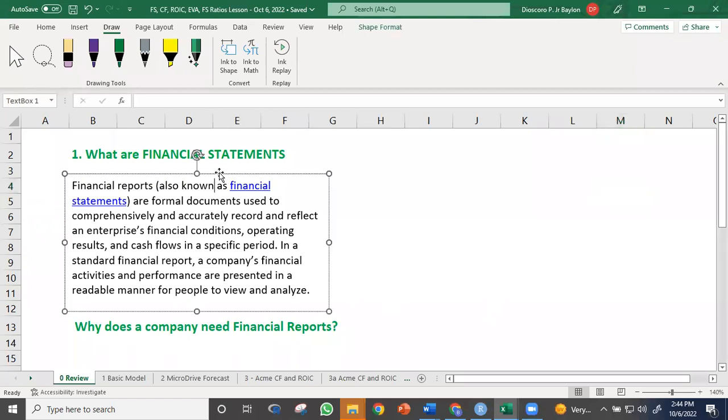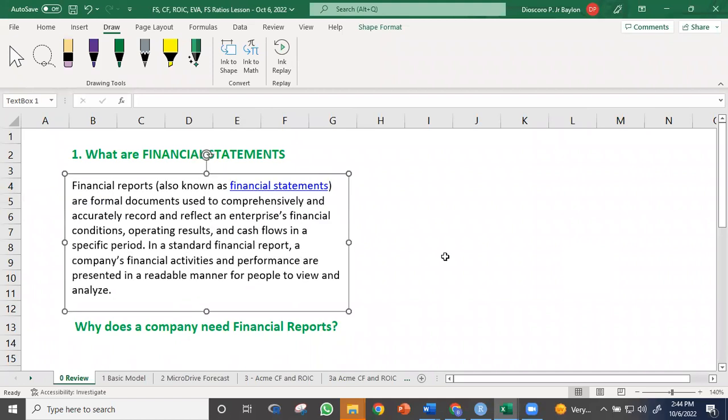Now, to the question, what are financial statements? I provided here an answer. There could be other answers, but the idea behind this answer captures everything about financial statements. They're also called financial reports, and they are formal documents. When you say formal documents, it means that they can be presented formally, and they were prepared formally.